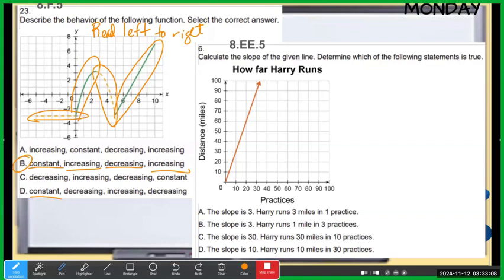All right, number 6 said calculate the slope of the given line, determine which of the following statements is true. What do we recognize? The slope in.